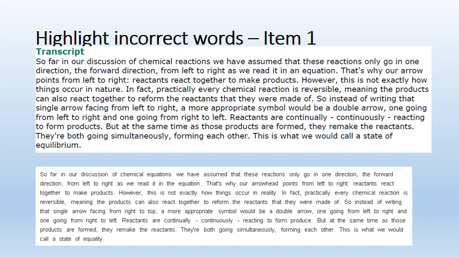So instead of writing that single arrow facing from left to right, a more appropriate symbol would be a double arrow, one going from left to right and one going from right to left. Reactants are continuously reacting to form products, but at the same time as those products are formed, they remake the reactants. They are both going simultaneously, forming each other. This is what we would call a state of equilibrium.